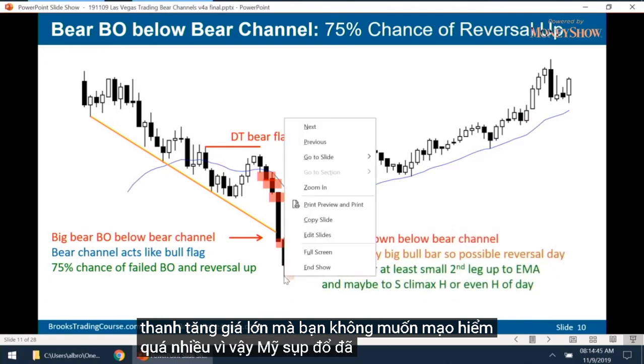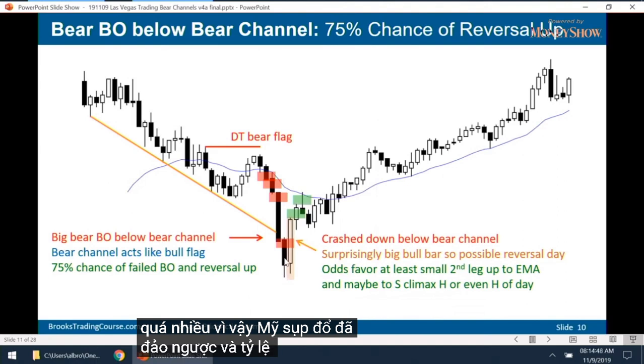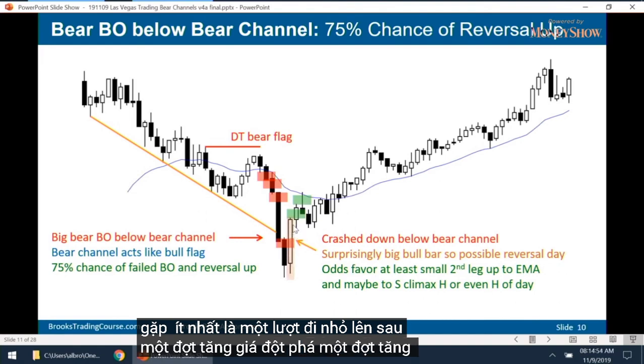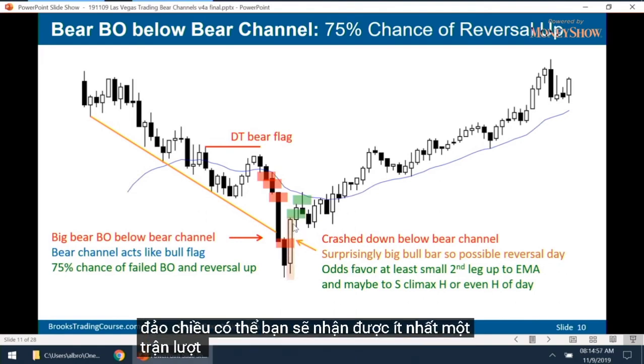So the market crashed down, reversed up, and odds are you're going to get at least a small second leg up after a bull breakout. A bull breakout, bull reversal, you'll probably get at least a small second leg up.